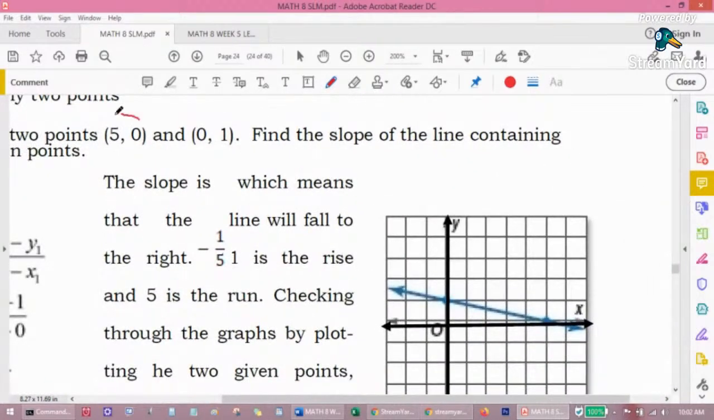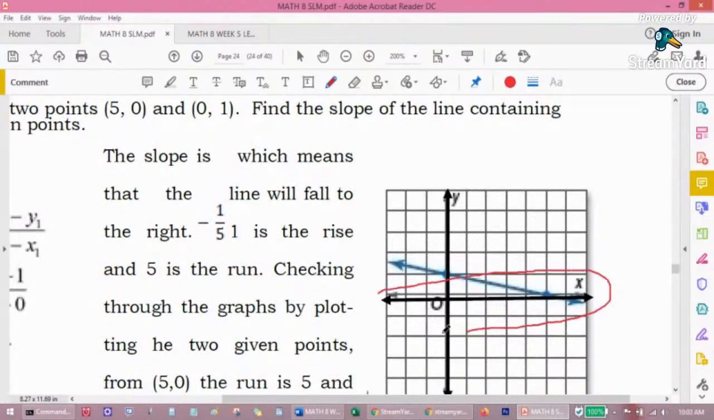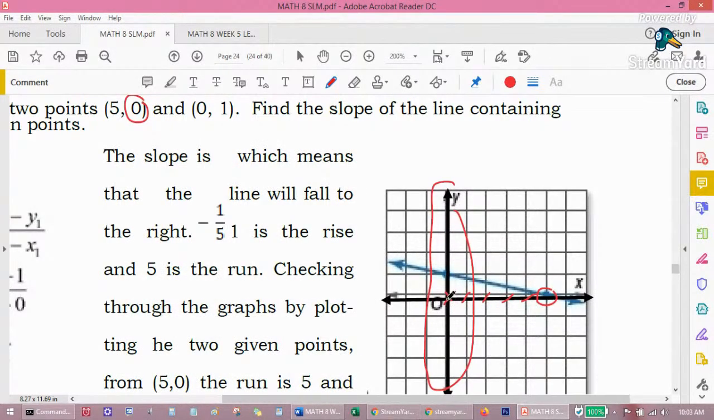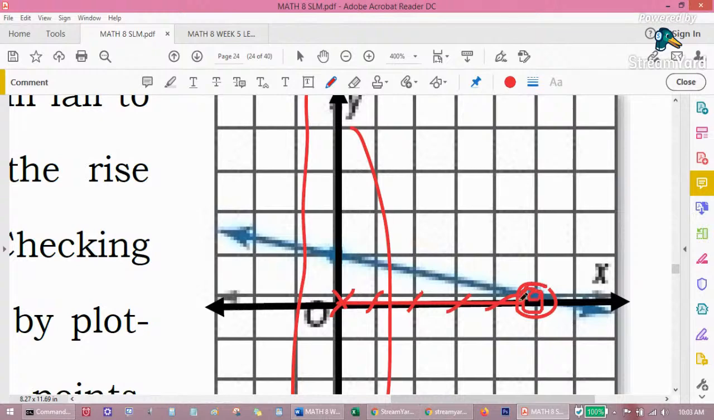So, una sa lahat, nasaan ba tong 5-0? So, x is 5. So, ito yung x-axis natin. 1, 2, 3, 4, 5, and y is 0. Nasaan ang 0 ng y? Nandito. So, yung ating point, nandito.